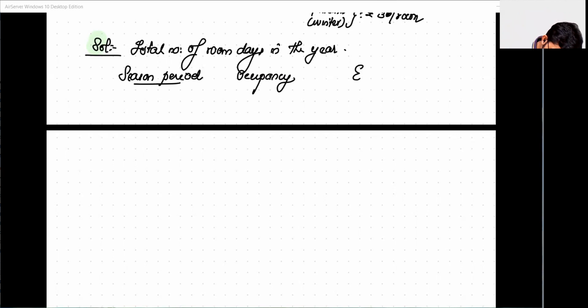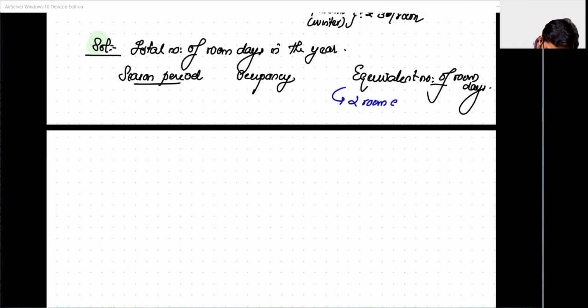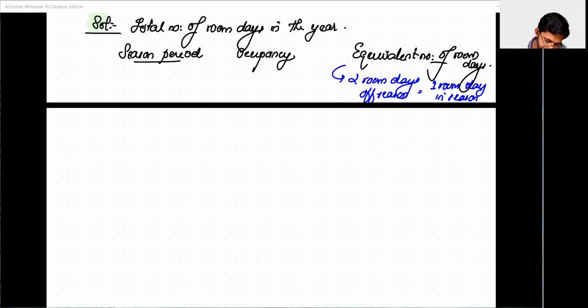So the equivalent number of room days, and the principle that is used is 2 room days in off season is equal to 1 room day in season. That is the equation. Now how to do the calculation?